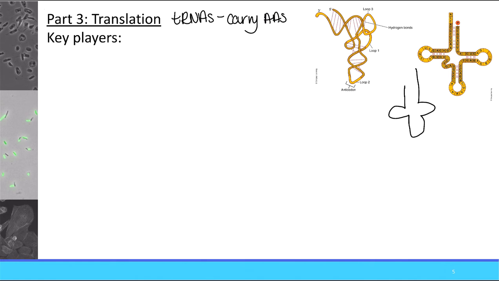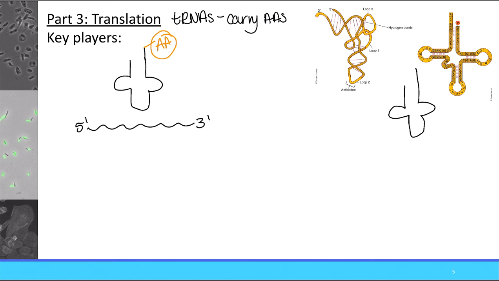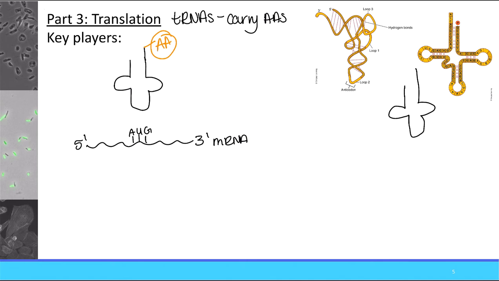When it comes to these tRNAs, again, they are going to carry the amino acids. So I'm going to draw a tRNA, and then I'm going to attach an amino acid here. Which one it is is not necessarily important. Let's go ahead and draw an mRNA. So here's our mRNA, and let's draw a codon. Here's an AUG, which hopefully we all recognize as a start codon. And you can probably start to guess how this tRNA will interact with this mRNA.